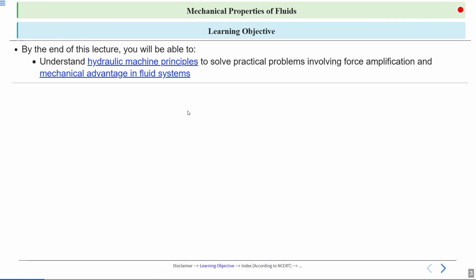Learning objective. By the end of this lecture you will be able to understand hydraulic machine principles to solve practical problems involving force, amplification, and mechanical advantage in fluid systems.